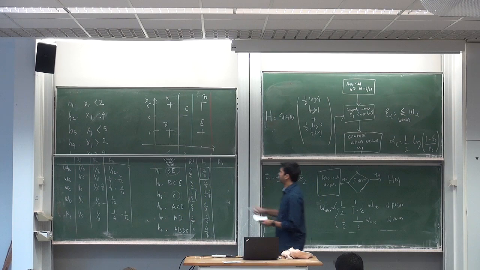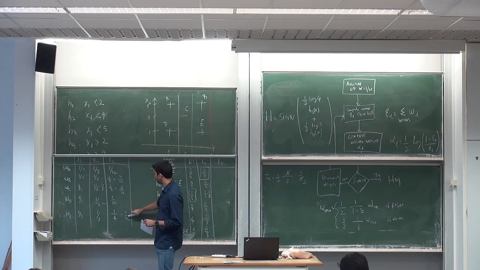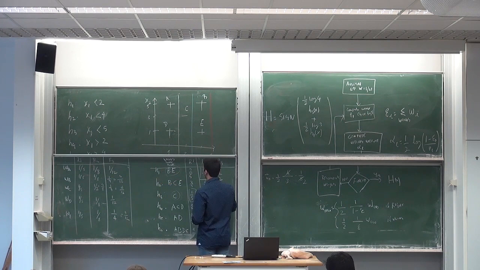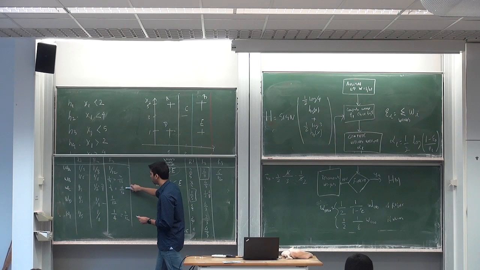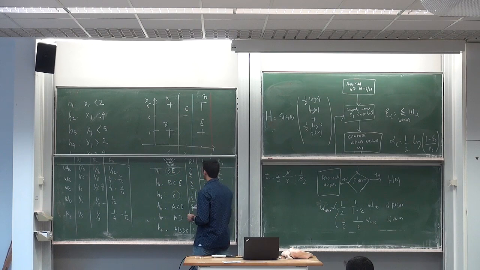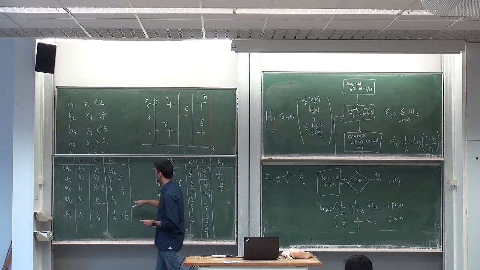So these are just the additions, right? So B and E: B is 3 over 12, E is 3 over 12, so this is 6 over 12. What's BCE? It's 3 over 12, 3 plus 4 is 7, plus 3, 10. If I make some mistake, do tell me. C, so C has the weight of 1 by 3 or 4 by 12.